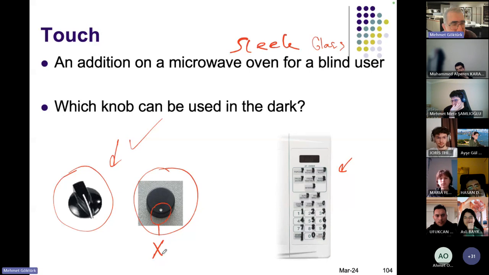Many purchase decisions are based on two things. One, how does it feel to rotate? Okay, listen carefully. How does it feel to rotate a knob in the washing machine? If it feels solid, if it is not wobbly, you perceive it as a quality washing machine.